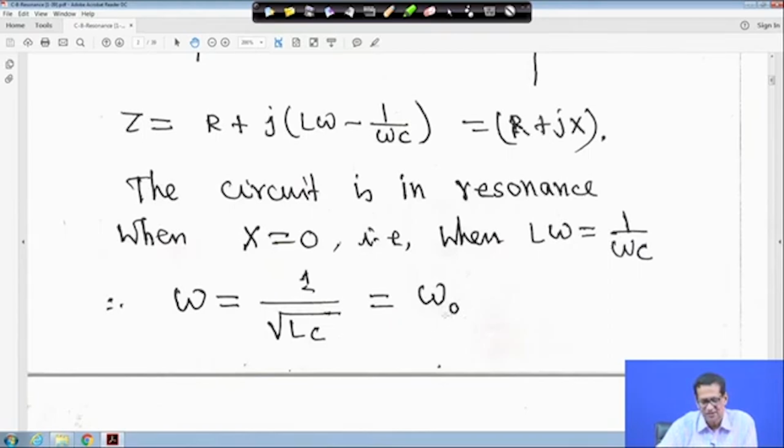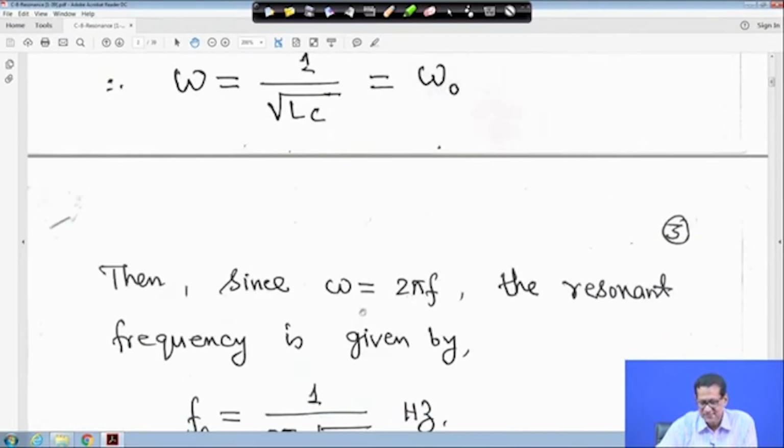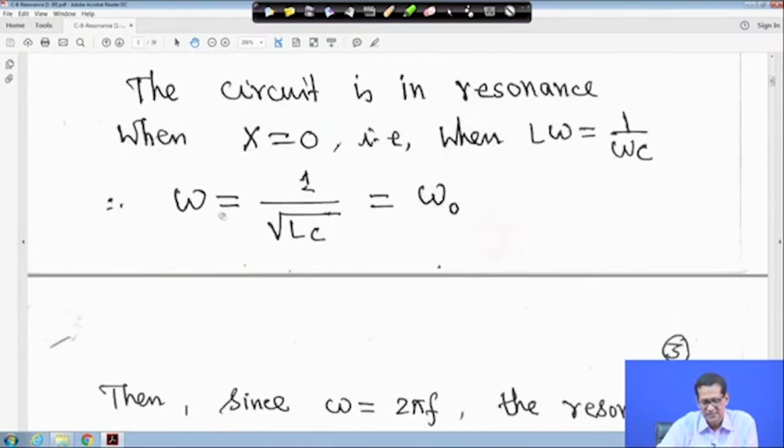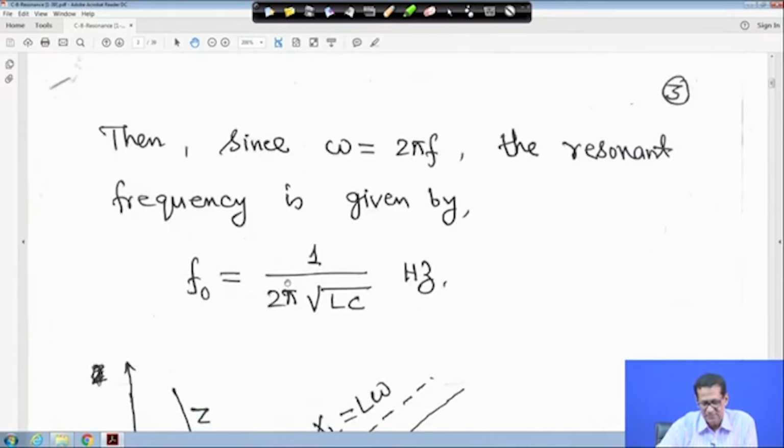This omega 0 is called the resonance frequency. Since omega is equal to 2 pi f, the resonance frequency is given by f0 is equal to 1 upon 2 pi root over LC. So f0 is equal to 1 upon 2 pi root over LC. This is the resonance frequency.